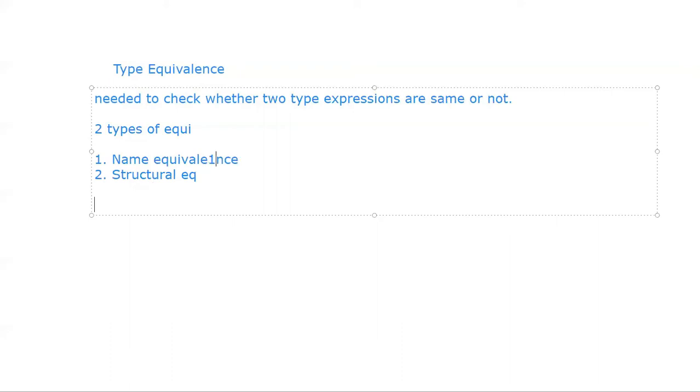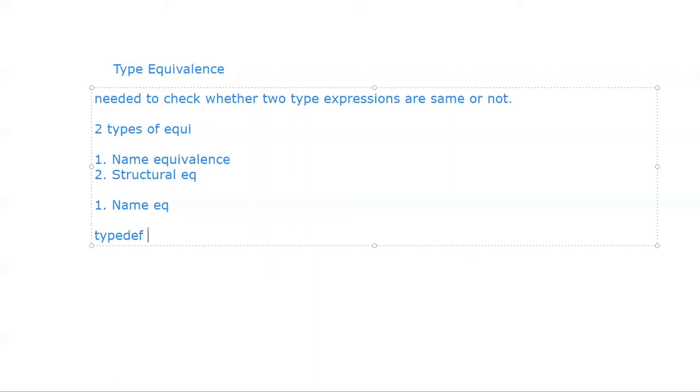So we are starting with the first equivalence type, that is the name equivalence. Now what is name equivalence? We want to check whether two type expressions are same or not by the name. We are not going internally. We just want to see whether this particular expression name and this particular expression name are equal or not.